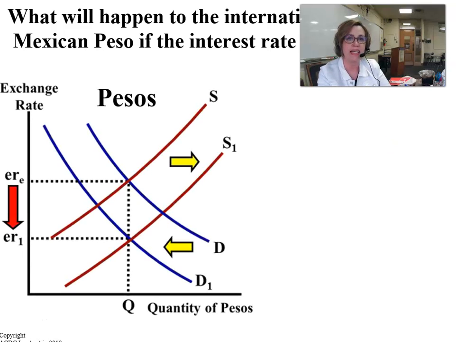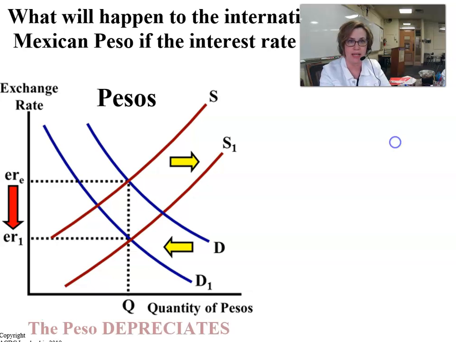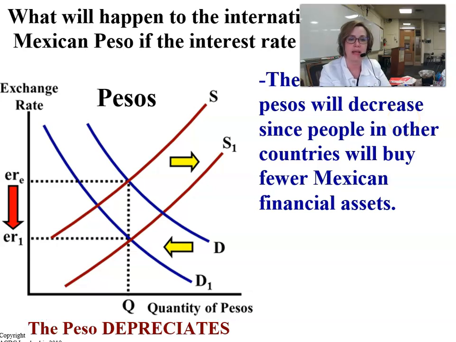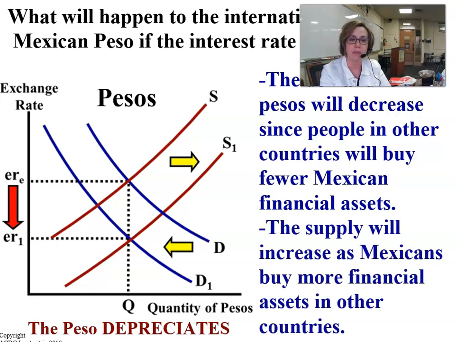What will happen to the international value of the Mexican peso if the interest rate in Mexico falls? In this case, the demand for pesos is going to fall since people in other countries will buy fewer financial assets in Mexico. So the supply of pesos is going to increase as investors move their assets to other countries. So in this case, the peso would depreciate.